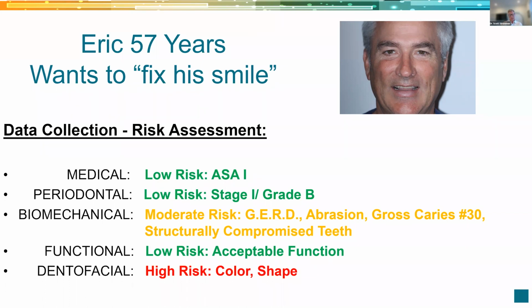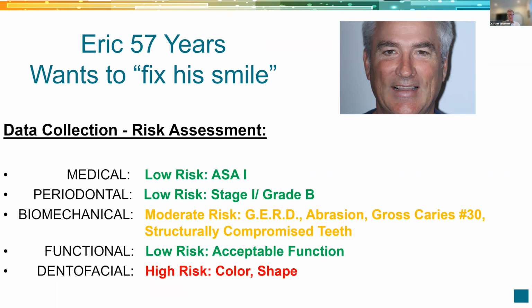Biomechanically is a category we use for teeth. And for Eric, this is the area that really needs the most support for him and where he's going to need the help. He's a moderate risk, or yellow dot, we call it. He has acid reflux, gastroesophageal reflux disease. He's got abrasion. He has gross decay on his lower right first molar and multiple structurally compromised teeth. Functionally, Eric actually has acceptable function. I'll go through this. This is all part of trying to set these cases up correctly. But if you know what your patient's risks are on the front end, you know what you're taking on, it'll make your life so much easier.